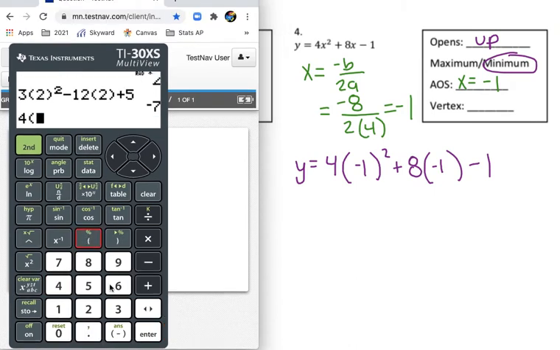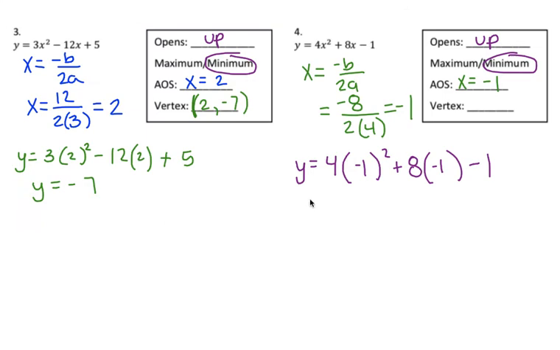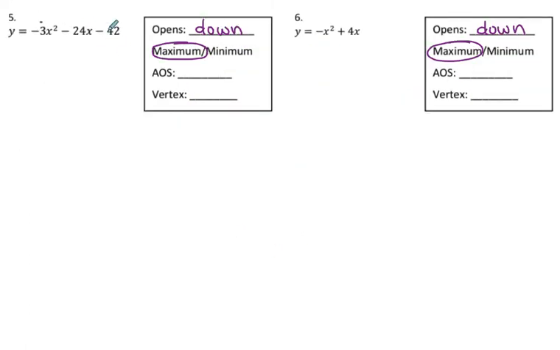All right, 4 parentheses. Don't forget parentheses. I'm just plugging in here, -1, and I get y is -5. All right, so I have my x value, -1. I have my y value at -5. All right, on number 4. We already know this one opens down and a maximum.